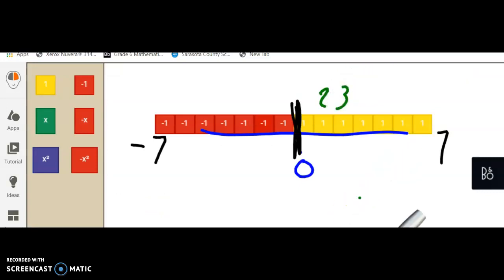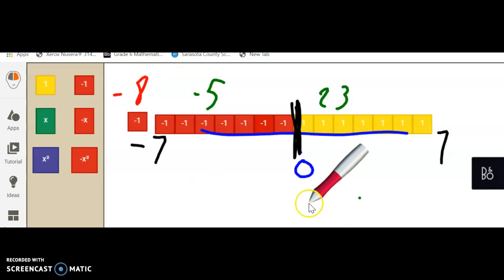And then here come our negatives. So we look over here and we have -1, 2, 3, 4, 5. And let's see what else we got. We also have a -8. So we're going to move this tile right here, and above it we're going to write -8. So that would be the way that you would do it.